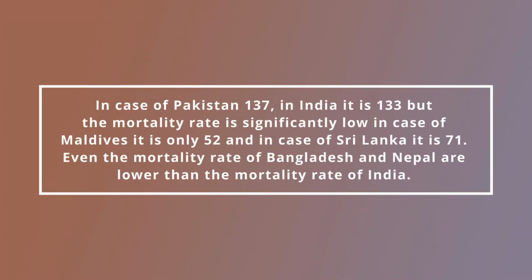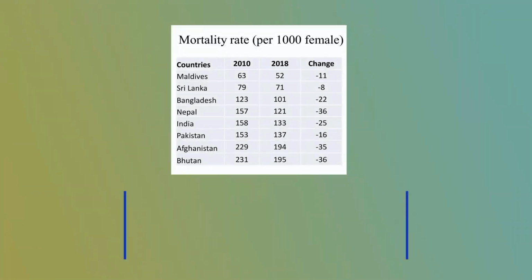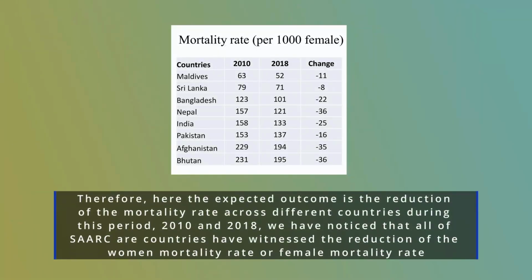But mortality rate is significantly low in case of Maldives. It is only 52. And in case of Sri Lanka, it is 71. Even the mortality rates of Bangladesh and Nepal are lower than the mortality rate of India. Therefore, the mortality rate is a negative factor. Higher mortality rate means the women are relatively deprived in this particular dimension. Therefore, here the expected outcome is the reduction of the mortality rate across different countries.